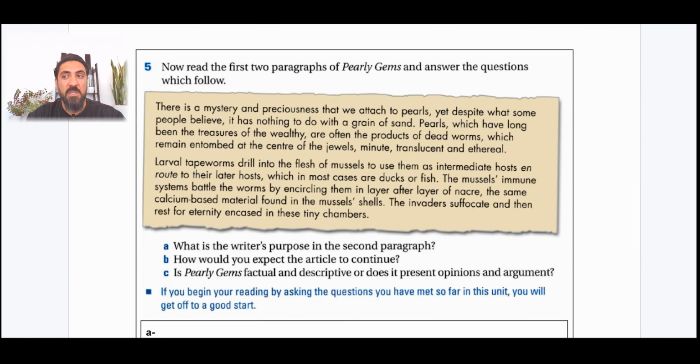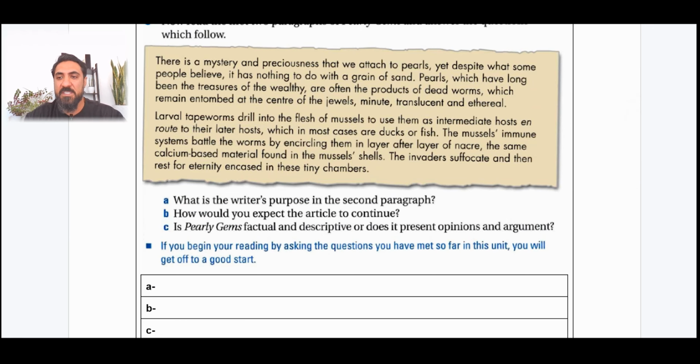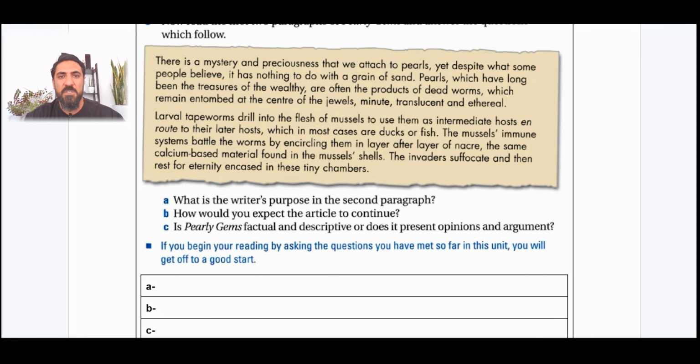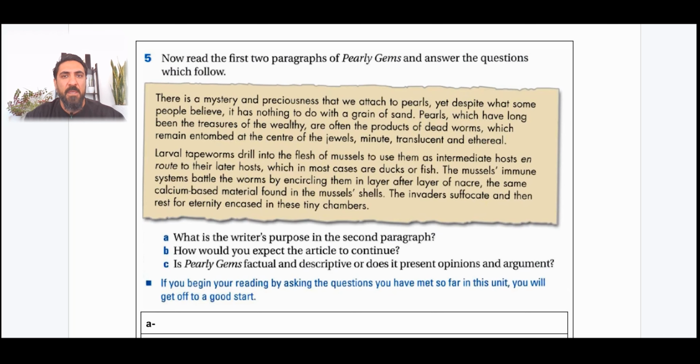So as you can see here, this is the first and second paragraph of this text. And you can see that we have three questions. What is the writer's purpose in the first and second paragraph? How would you expect the article to continue? Is this text factual or descriptive?